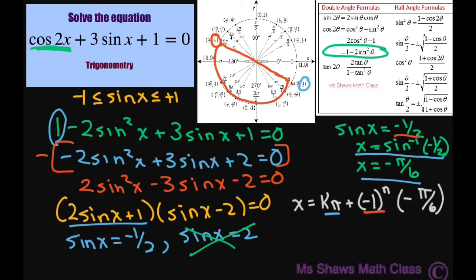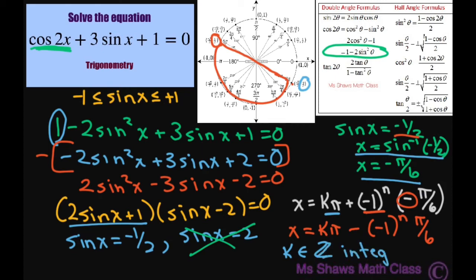This actually simplifies to x equals k times pi, and I can pull this negative out and write minus negative 1 to the power of n times pi divided by 6. And this means k is any integer. So I'll put a double z here. Alright, so k is any integer. So this is accounting for all values where sine of x, it just goes on and on and on.